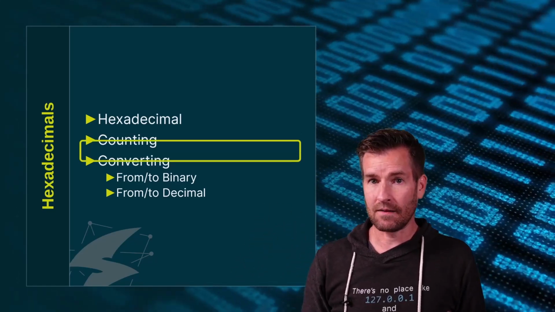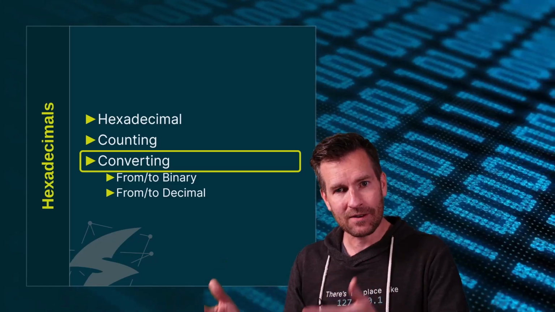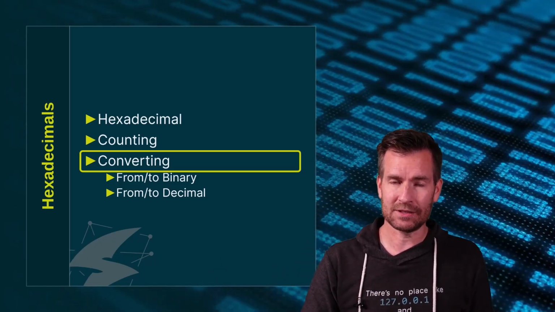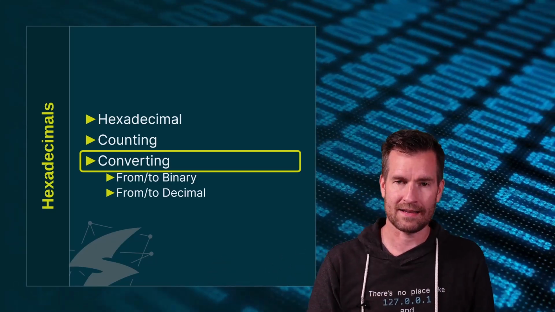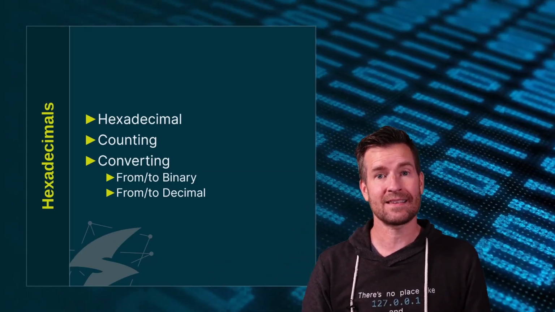Then we'll talk about converting from binary numbers to hexadecimal and back from hexadecimal to binary. And then we'll also go from decimal system to hexadecimal and hexadecimal to decimal. And in the end, you're going to have a great grasp of how to work with these hexadecimal numbers.